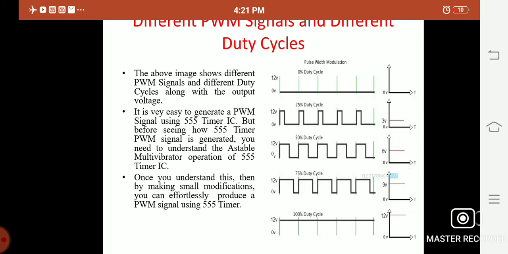So these applications are used in communication systems and also error control methodologies. So these are the applications of the IC555 timer using the pulse width modulation process.